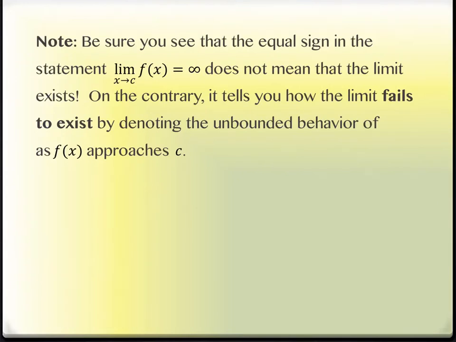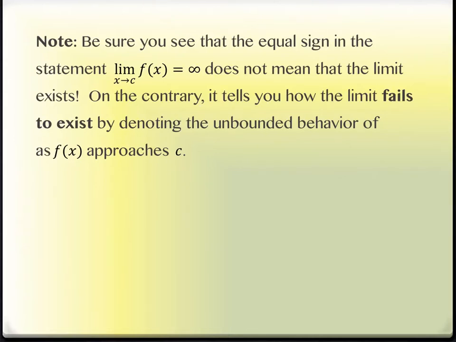So it says, be sure you see that the equal sign in the statement, the limit as x approaches c of f of x equals infinity, does not mean that the limit exists. On the contrary, it tells you how the limit fails to exist. That's what I was trying to get at. By denoting the unbounded behavior of the function as it approaches that specific x value. So we write equals infinity, even though infinity is a concept and not a number. We write that it equals infinity, all the while recognizing that it still is not existing. We're just defining how it doesn't exist.